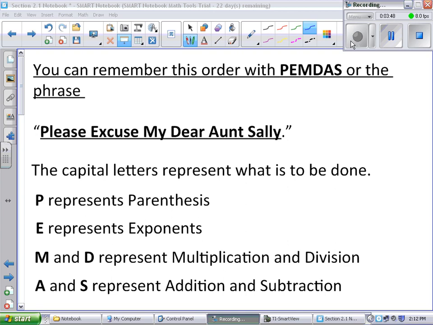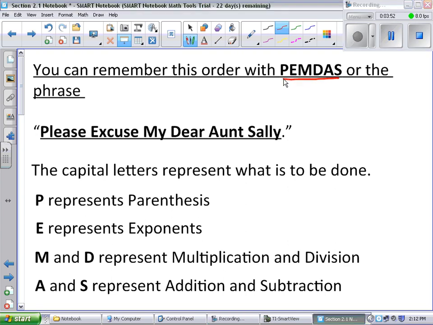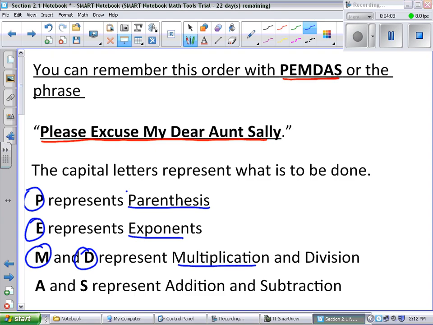You can remember this order using the little slogan, PEMDAS. Please excuse my dear Aunt Sally. The capital letters represent what is to be done. P represents parentheses. E represents exponents. M and D represent multiplication and division. A and S represent addition and subtraction. Now, let's look at a few examples.